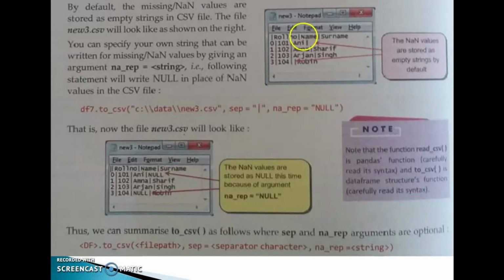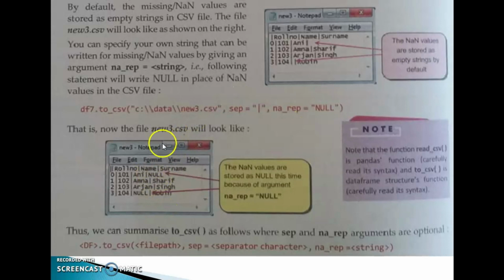CSV files? For that, we can use the argument na_rep. Which is the argument? na_rep, that is equal to that string. Okay, check this syntax. df7.to_csv, then file name or file path, comma, sep equal to pipe symbol, comma, na_rep, that is equal to null. We can specify the string values. Then null is the string value.